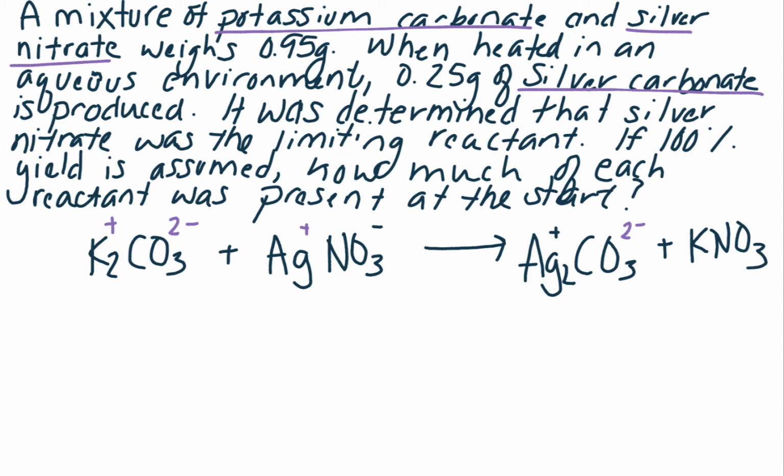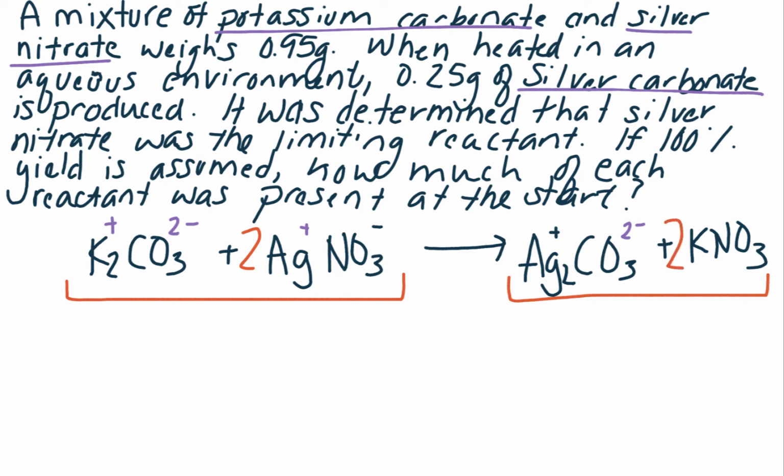All right, so now that we've written out our reactants and our products, we want to go back and make sure it's a balanced equation. On the reactant side, I only have 1 silver, but on the product side, I have 2. So I'll need to put a 2 here. That gives me 2 nitrates now on the reactant side, so I'll need 2 on the product side. Now I have 2 potassiums on the product side. I go over here, I have 2. So now we have a balanced equation.